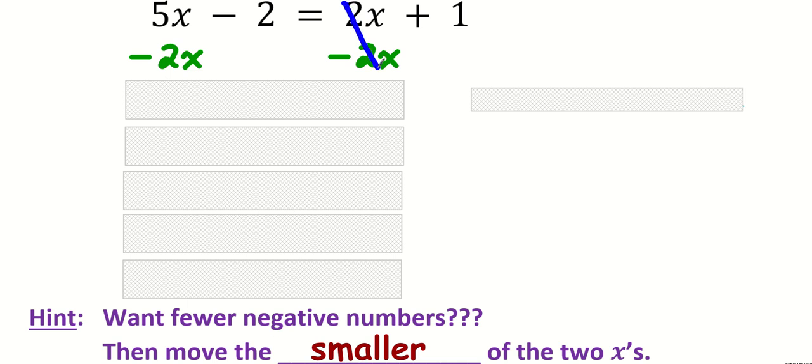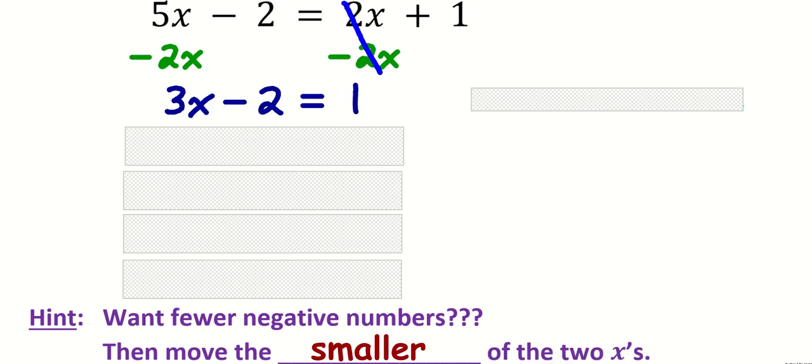So we're going to move it. There's not going to be any x over here anymore. And over on the left side, it becomes 3x, because 5x minus 2x is 3x. This minus 2 just drops down because it was on that side. And on the right side, with this 2x being moved, the only thing over here now is the positive 1. And now we continue like normal, like we did last chapter.